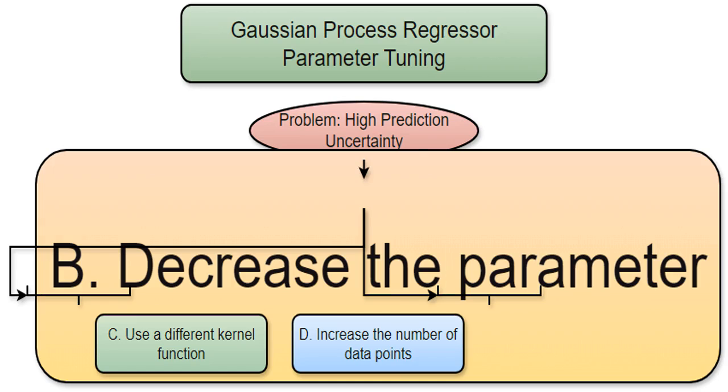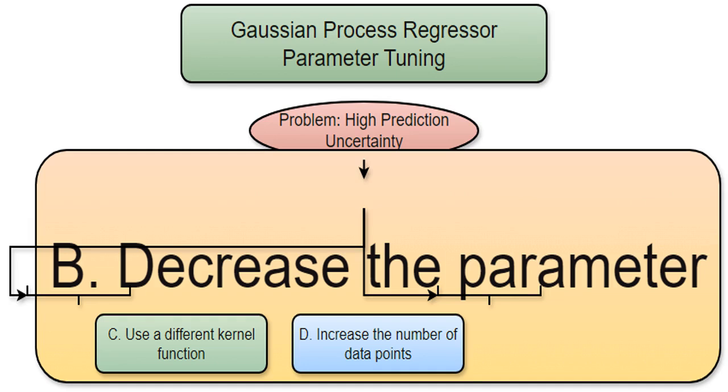Let's try lowering alpha. This means I'm assuming there is less noise in the measurements. With less assumed noise, the model becomes more confident in its estimates, resulting in lower prediction uncertainty. But, be careful. If I underestimate the noise, the model might overfit to the data, making it less reliable on new data.